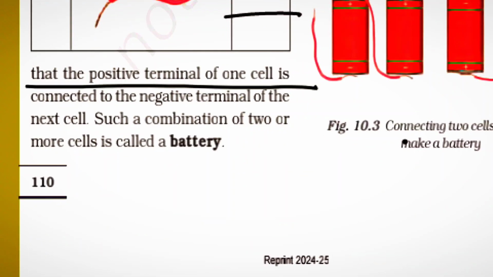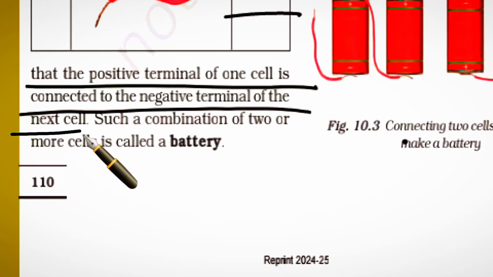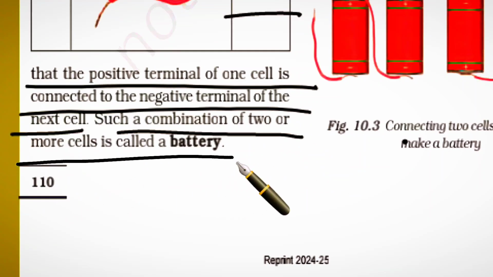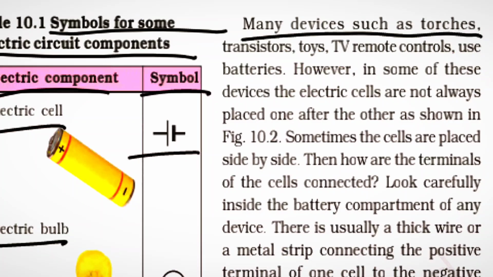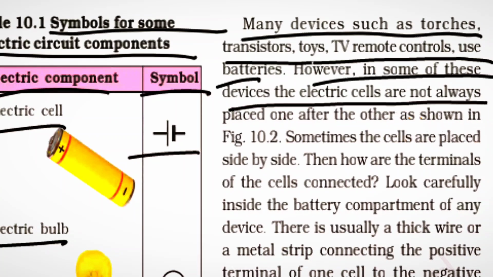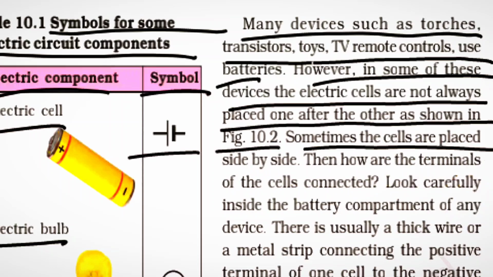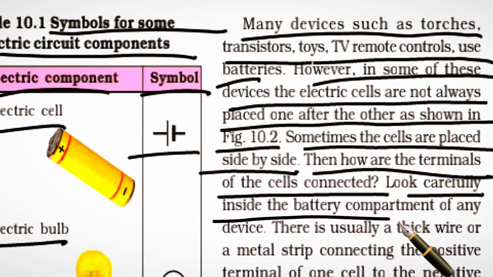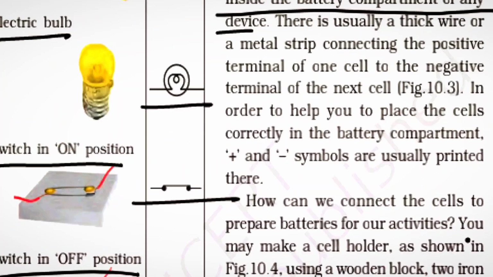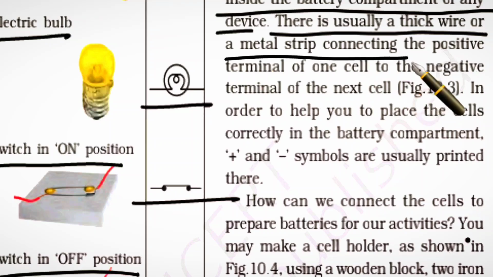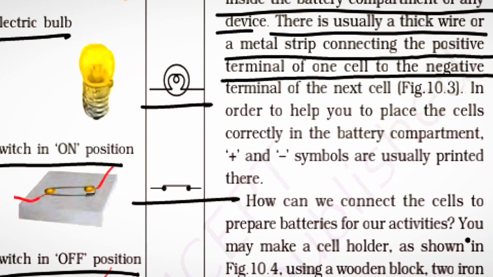Notice that the positive terminal of one cell is connected to the negative terminal of the next cell. Such a combination of two or more cells is called a battery. Many devices such as a torch, transistor, toy and TV remote use batteries. However, in some of these devices, the electric cells are not always placed one after another as shown in Figure 10.2. Sometimes the cells are placed side by side. Then how are the terminals of the cells connected? Look carefully inside the battery compartment of any device. There is usually a thick wire or a metallic strip connecting the positive terminal of one cell to the negative terminal of the next cell.